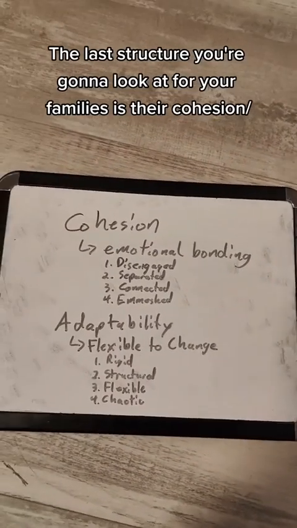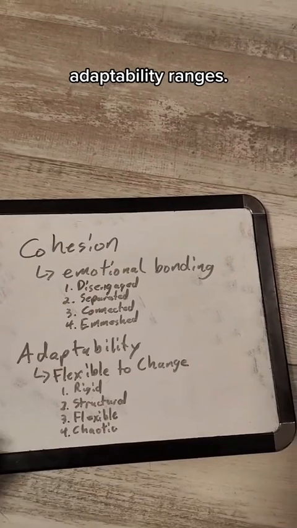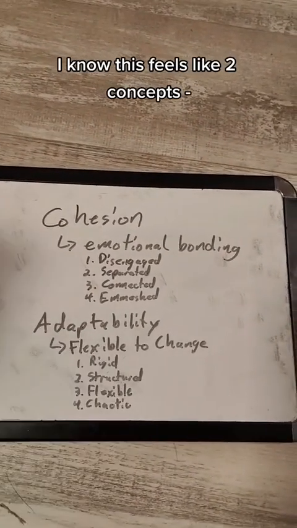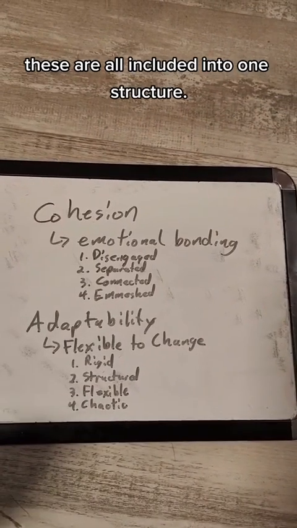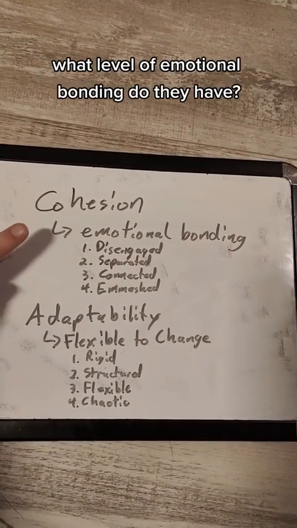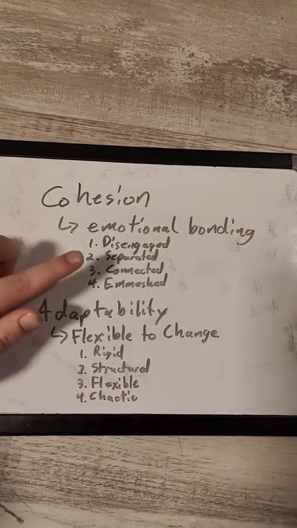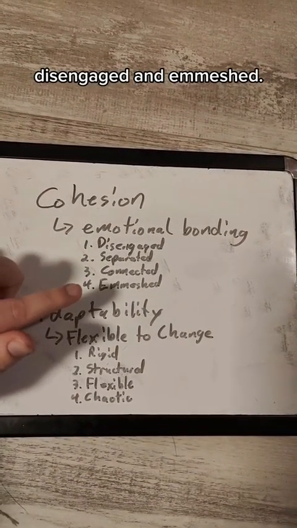Last structure you're going to look at for your families is their cohesion adaptability ranges. I know this feels like two separate concepts to me, but for whatever reason, these are all included into one structure. So I want you to look at your characters' families and ask, what level of emotional bonding do they have? The extreme ends are not going to be healthy, disengaged and enmeshed.